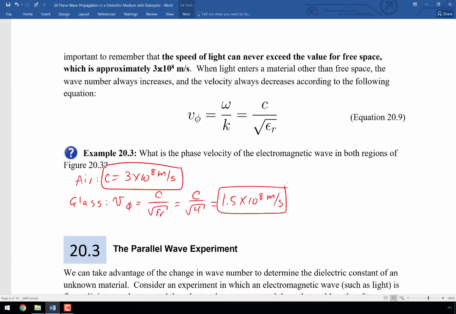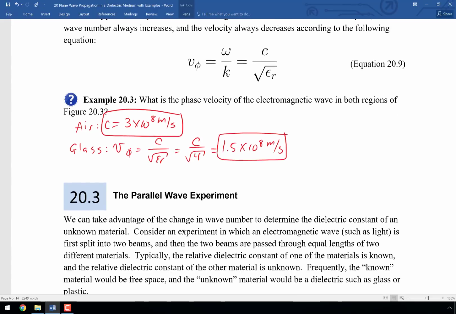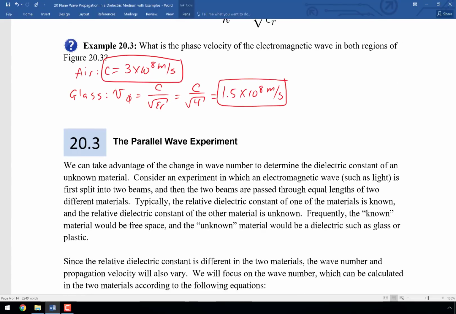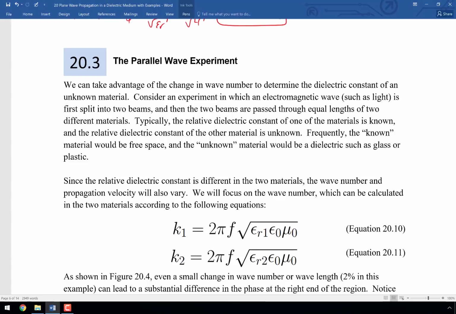Okay, so now we understand that as we enter into a dielectric material, the velocity is going to slow down, the waves are going to become more compact, the wavelength is going to shrink, the wave number is going to increase. All of those things are going to happen as we move into a material that has a dielectric constant epsilon r that's different than free space. How can we use that to our advantage? We're going to do something called the parallel wave experiment. We're going to use the parallel wave experiment to determine the relative dielectric constant of an unknown material.